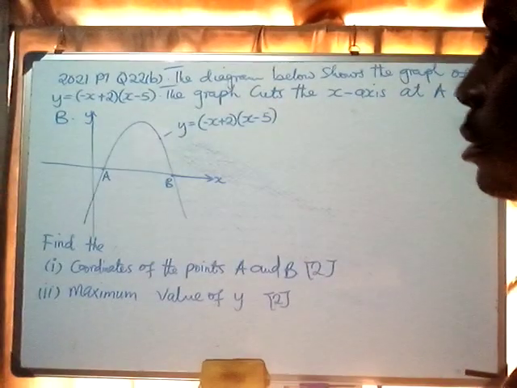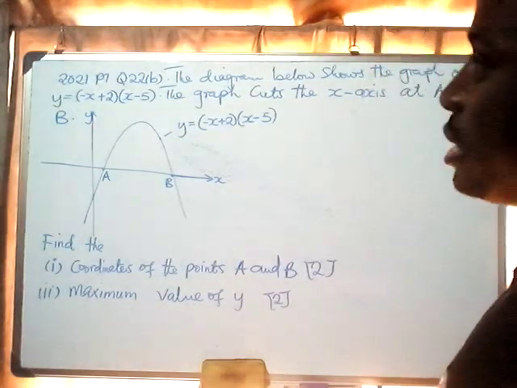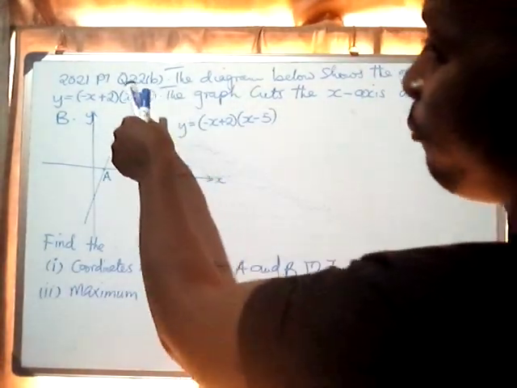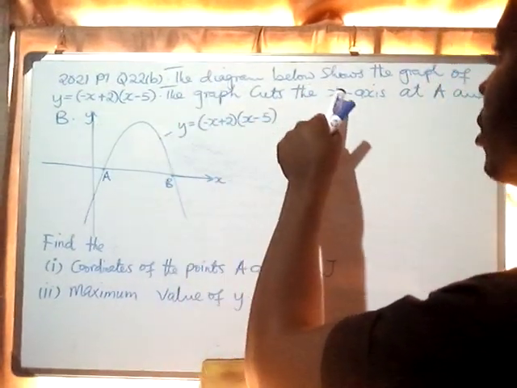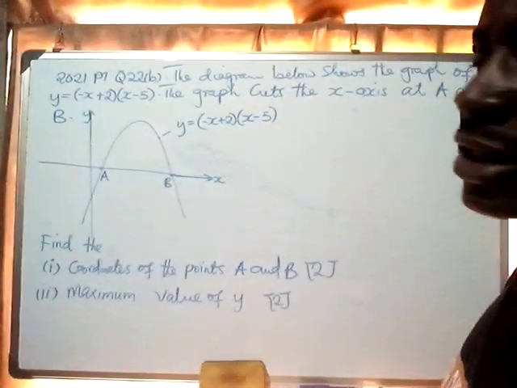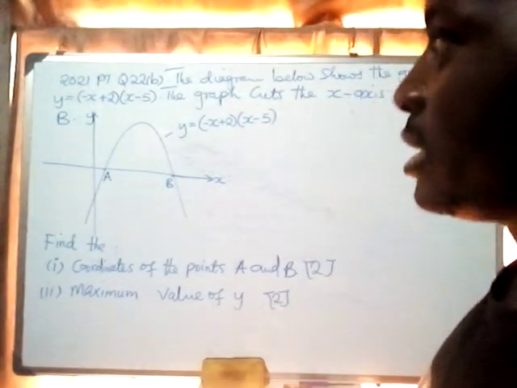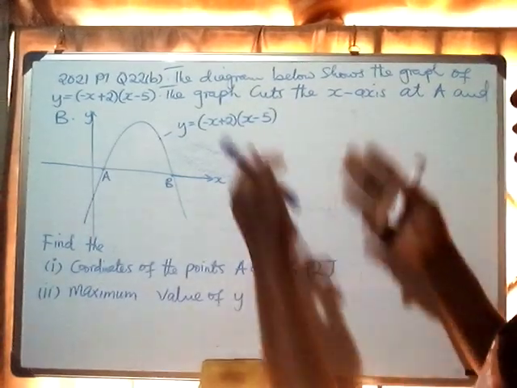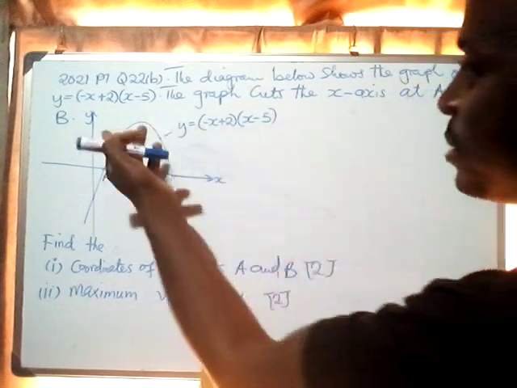Okay, let's have these questions, which are exam sample questions. The first question is of 2021, question number 22b. The diagram below shows the graph of y equals (-x + 2)(x - 5). The graph cuts the x-axis at A and B.